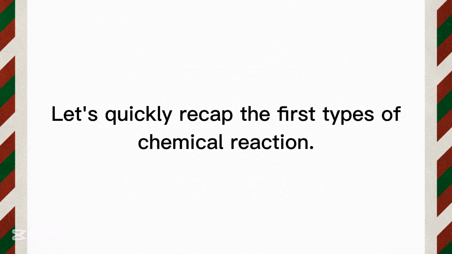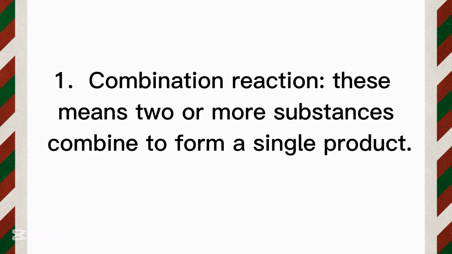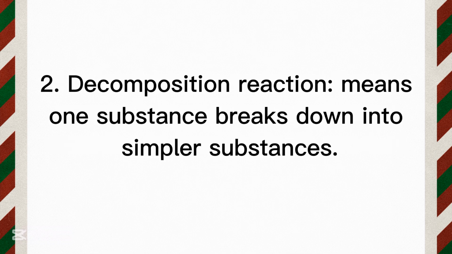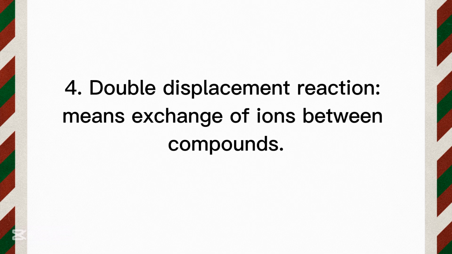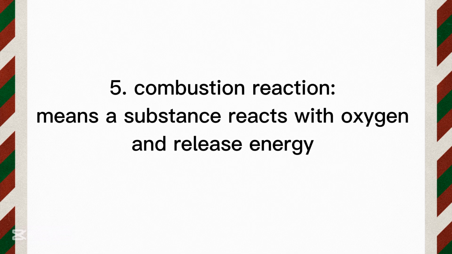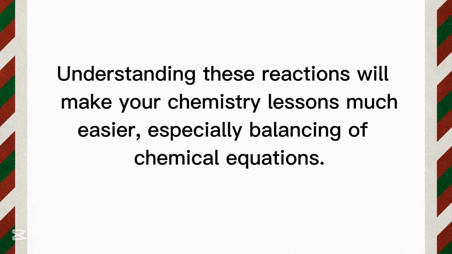Let's quickly recap the 5 types of chemical reactions. 1. Combination reaction means 2 or more substances combine together to form a single product. 2. Decomposition reaction means one substance breaks down to form new substances. 3. Single displacement means one element replaces another. 4. Double displacement reaction means exchange of ions between compounds. 5. Combustion reaction: a substance reacts with oxygen and releases energy. Understanding these reactions will make your chemistry lessons much easier, especially when balancing equations.